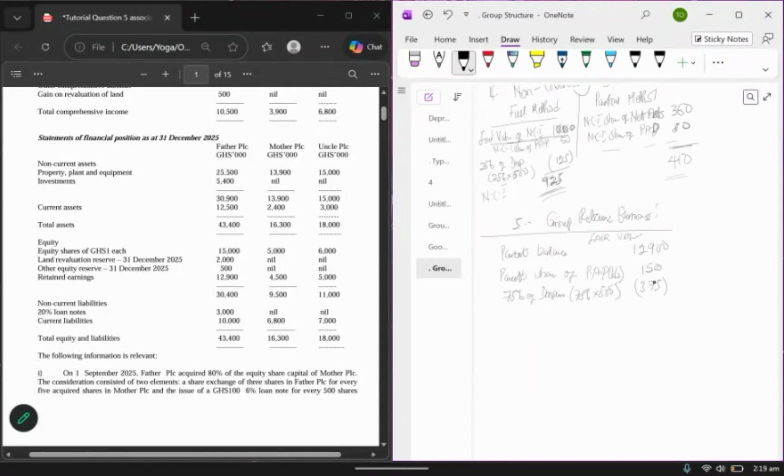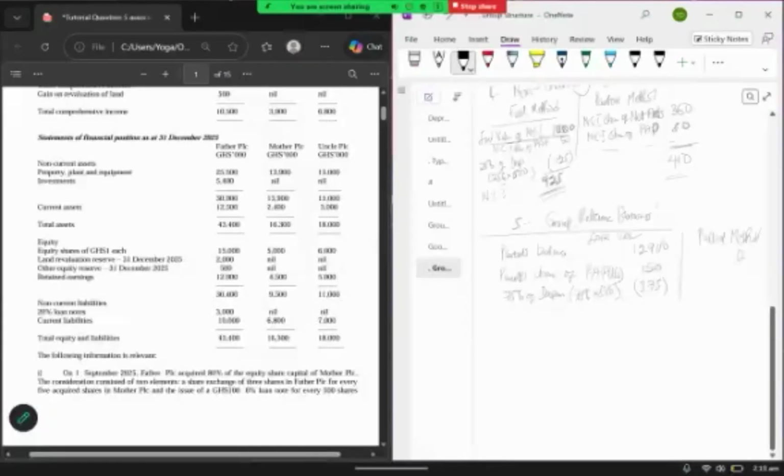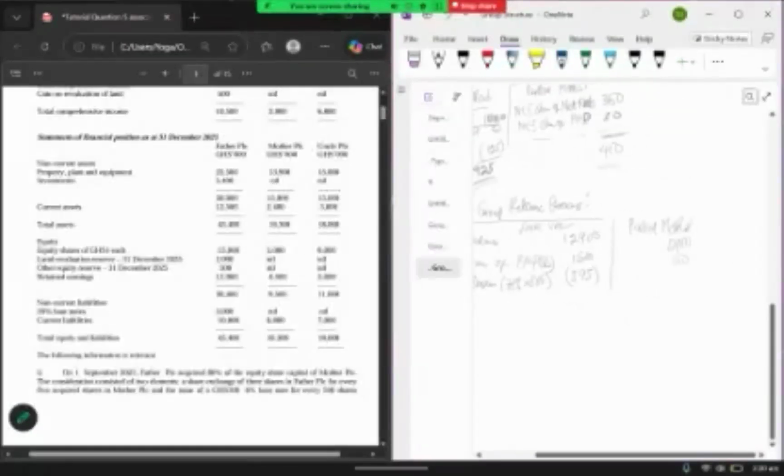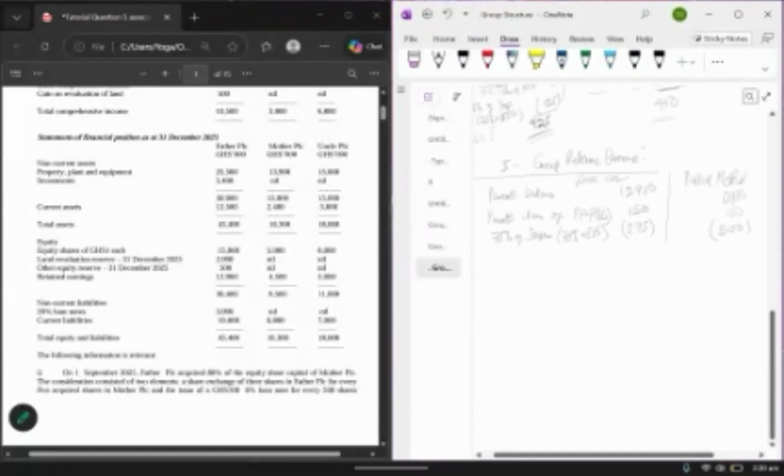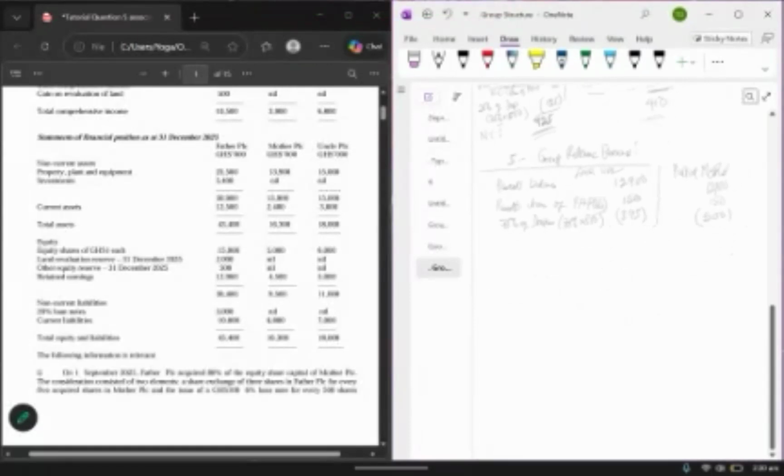375. You less that. Okay, but then for the proportional or the partial method, after bringing the parent's balance of 12,900 and the share of post-acquisition profit of 150, the impairment here will be the whole 500 because you didn't allocate any towards the NCI. That's the difference between the partial method treatment of impairment and then that of the fair value.